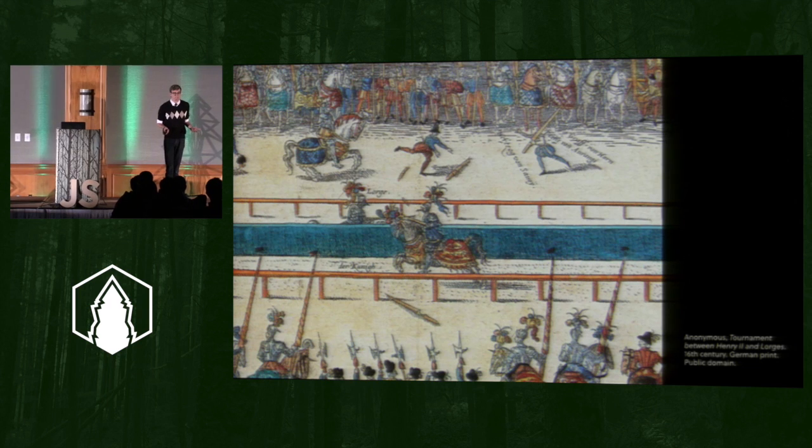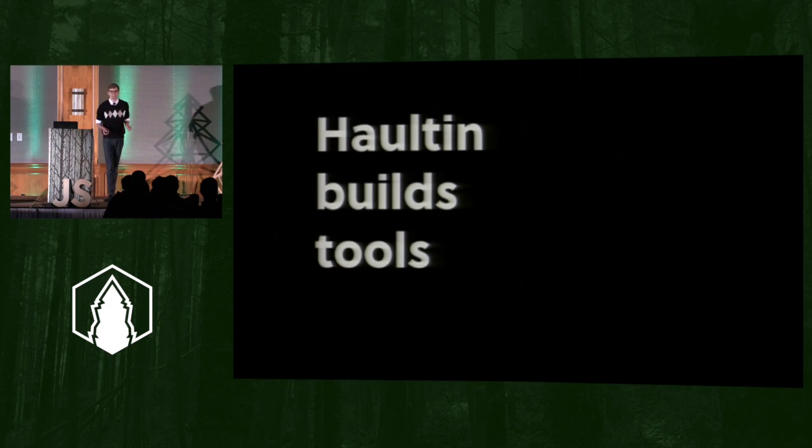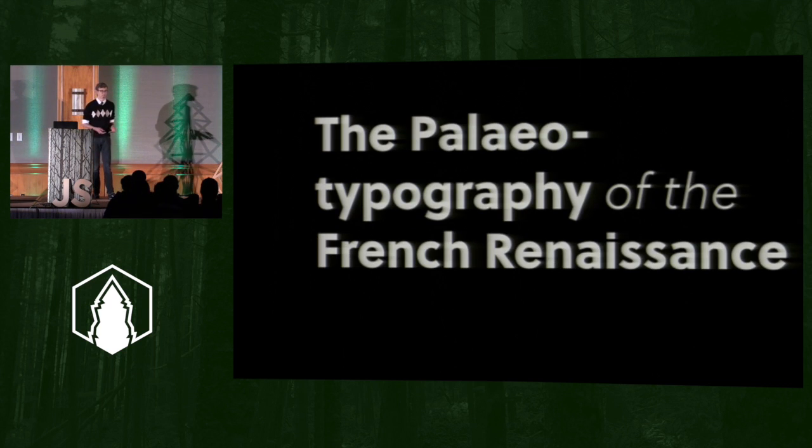But in the meantime, this is the position that Haultin finds himself in, with a desire to practice his faith, but he's facing death in doing so. Like many designers and developers today, Haultin builds his own tools to solve his own problems. And as the religious climate in Paris grows worse for Protestants, so do Haultin's concerns with the design of the Bible itself.